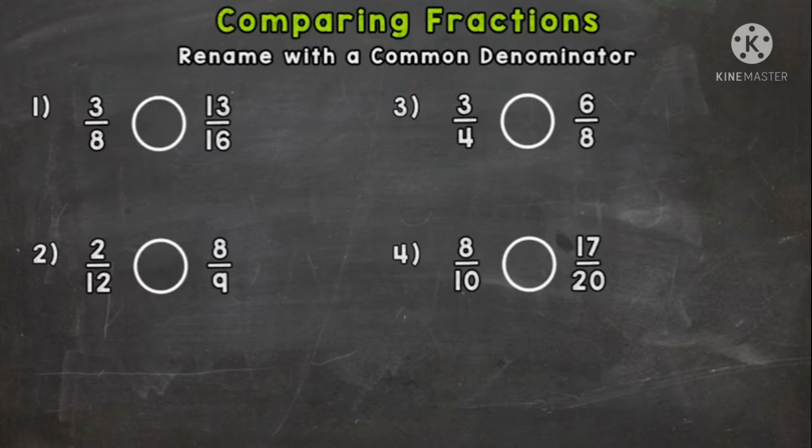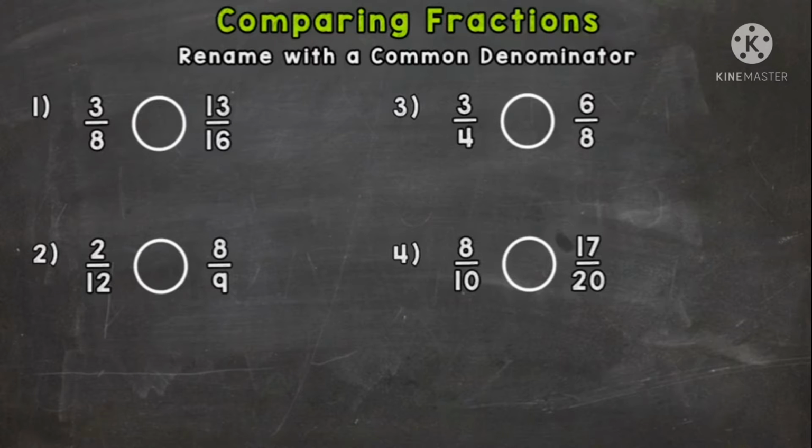So the first thing you want to do when comparing fractions, check to see if they have a common denominator. If so, it'll be pretty easy to compare the 2 fractions. If they do not have a common denominator, we need to find one and rename those fractions. That way, it'll make it very easy to compare when we do have a common denominator. So let's take a look.